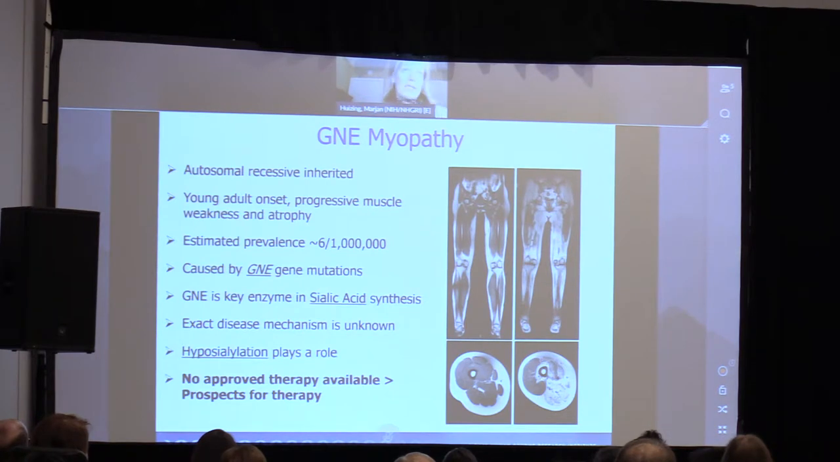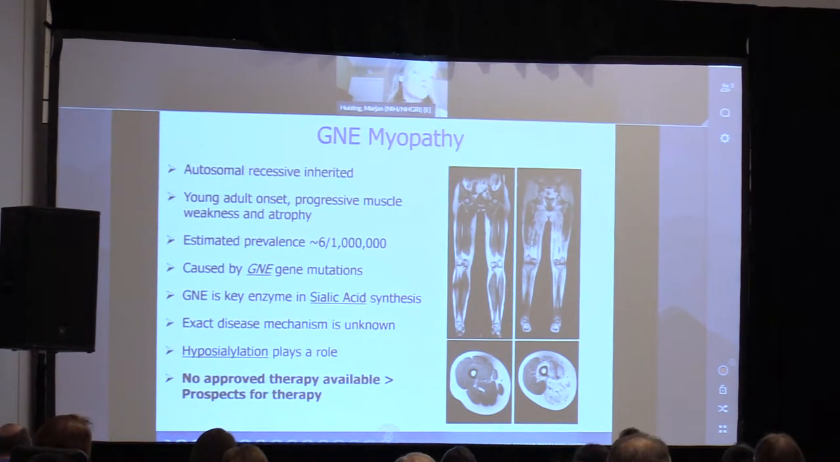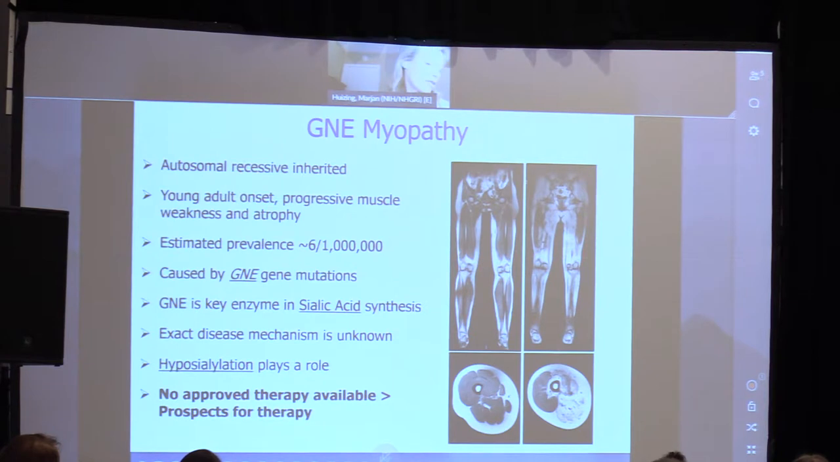GNE myopathy is an adult-onset, progressive muscle weakness disease. Here is a picture of an image of the leg. In dark are the muscles, this is in an early stage of the disease, while in a later stage the muscle is replaced by fatty tissue, with relative sparing.